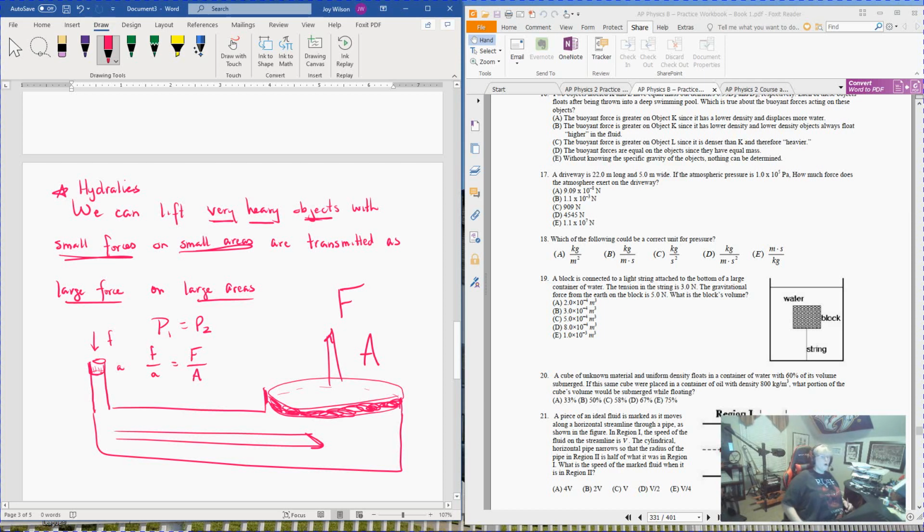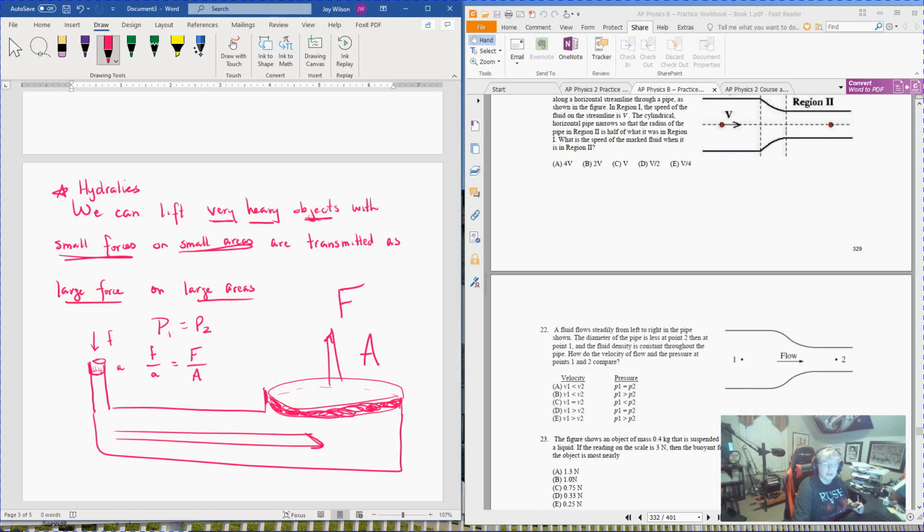And so that's the whole principle of hydraulics, that I can only apply small forces. I can't lift a car by myself, but I can push on a small piston, and if I can get it to move, then I can make the car on the other side move. And so that's what hydraulics is about.